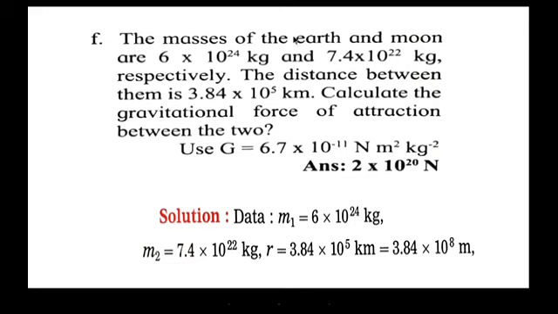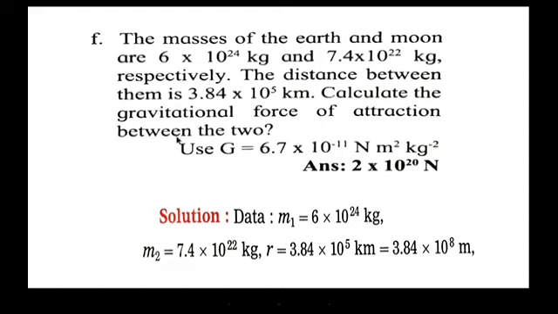Next, the masses of the earth and moon are 6 × 10^24 kg and 7.4 × 10^22 kg respectively. The distance between them is 3.84 × 10^5 kilometers. Calculate the gravitational force of attraction between the two. Use the value of G as 6.7 × 10^-11 N m² kg^-2. Now here the value of G is given to us.